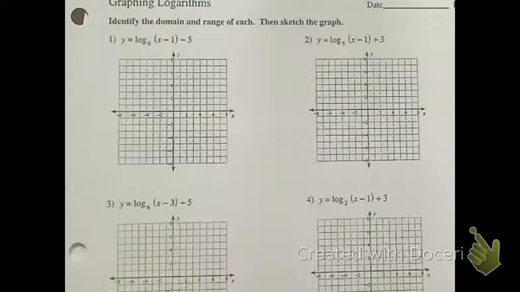We're going to establish what the transformation is. Log base 6 of x minus 1 minus 5. All right, x minus 1. Well, what are we going to do with that? What is the transformation? Horizontal. Yes. So to the right one. Minus 5. Down 5. Okay.